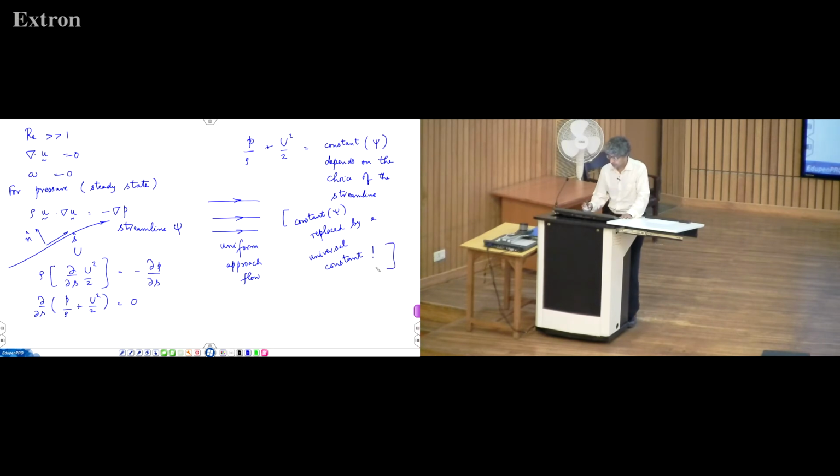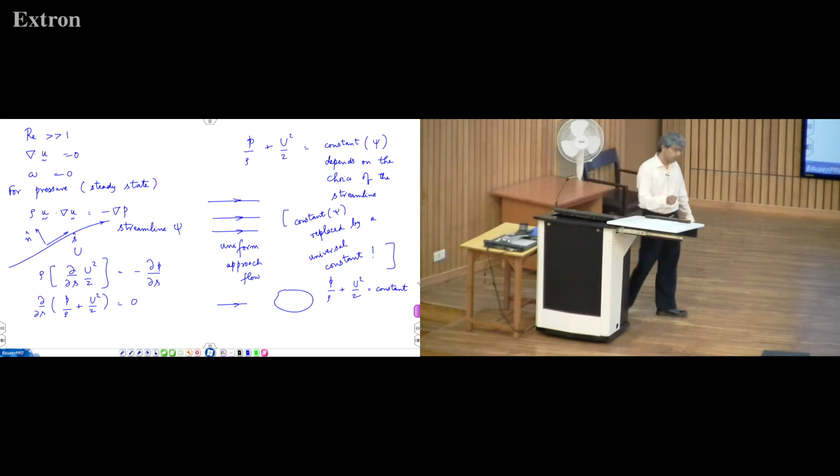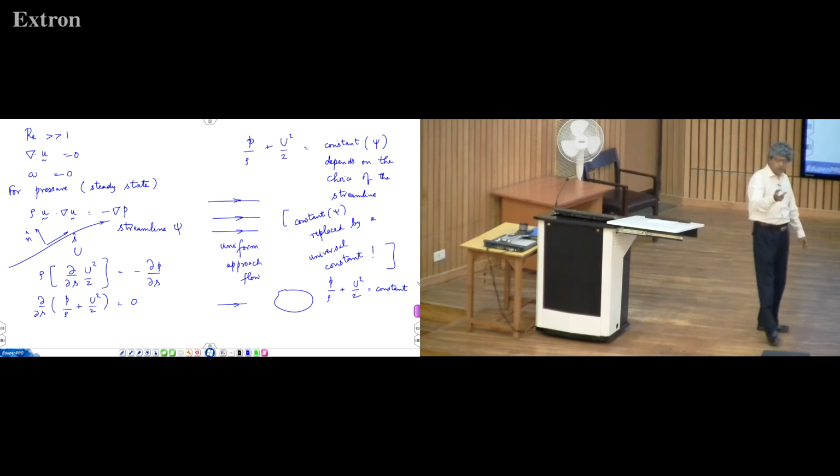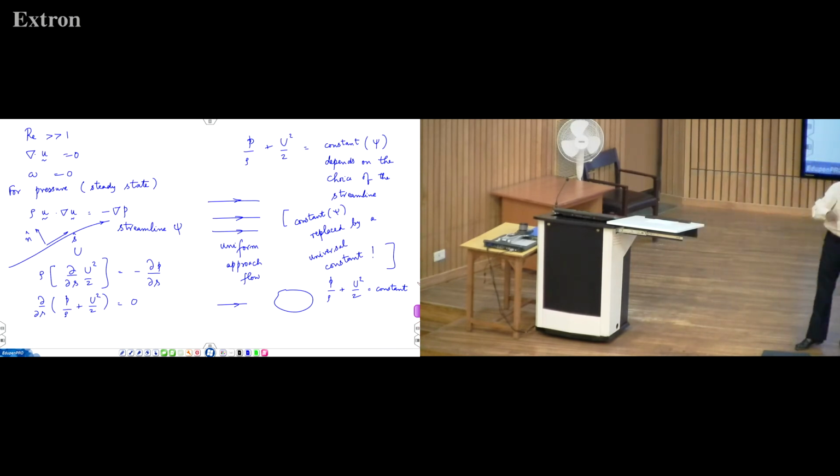So, for a class of problems where you have uniform approach flow like this, you will have p over rho plus u square over 2 equal to a universal constant. But capital U will have both components of velocities, u square plus v square over 2.